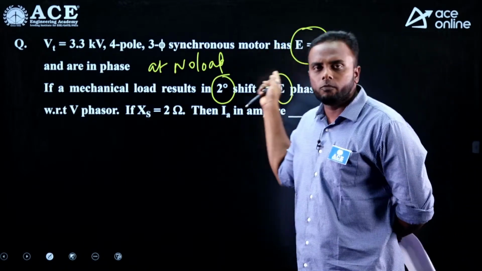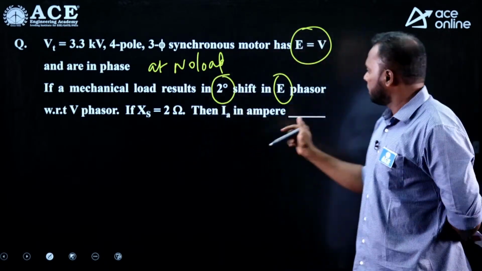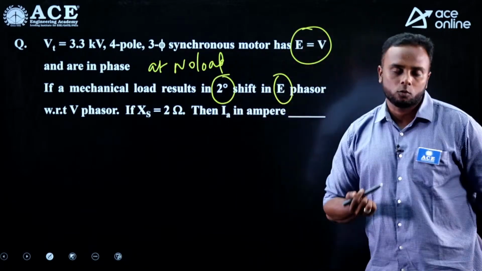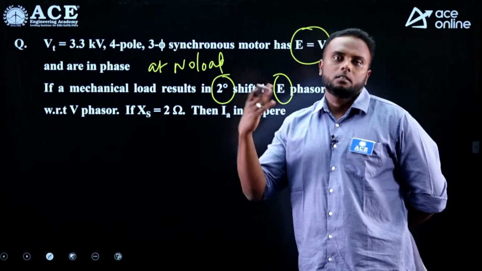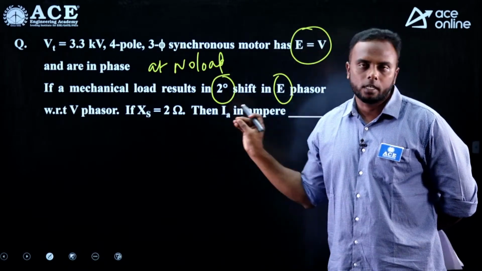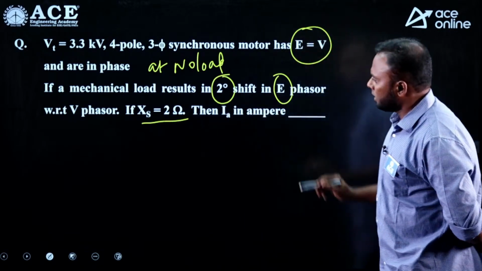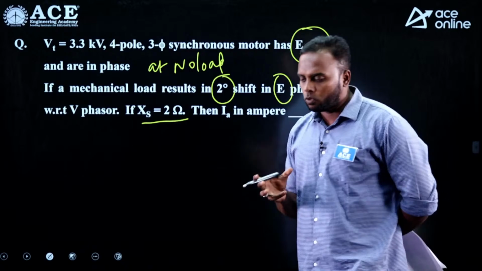Initially E equals V at no load, both are in phase, but whenever load is connected, this E phasor with respect to V phasor has a load angle of 2 degrees. Generally which one leads here? EMF lags the supply voltage by 2 degrees, that is delta given. Then if XS is 2 ohms, then the armature current in amperes is dash. So at load condition how much current will the motor draw?